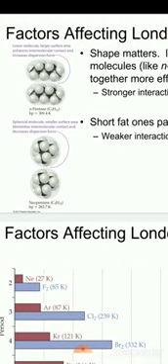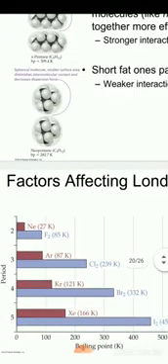This is the structure of neopentane. This is my 3D model. Neopentane has a lower boiling point. You can see 282.7 Kelvin.